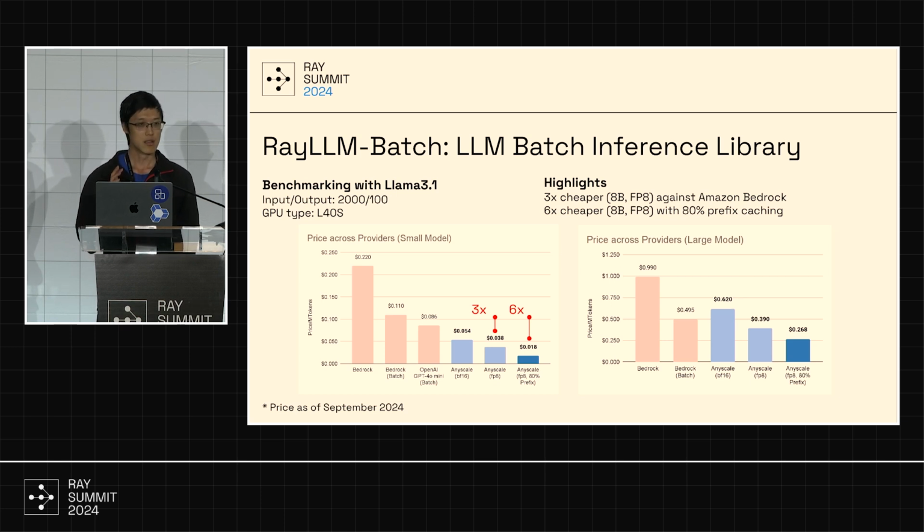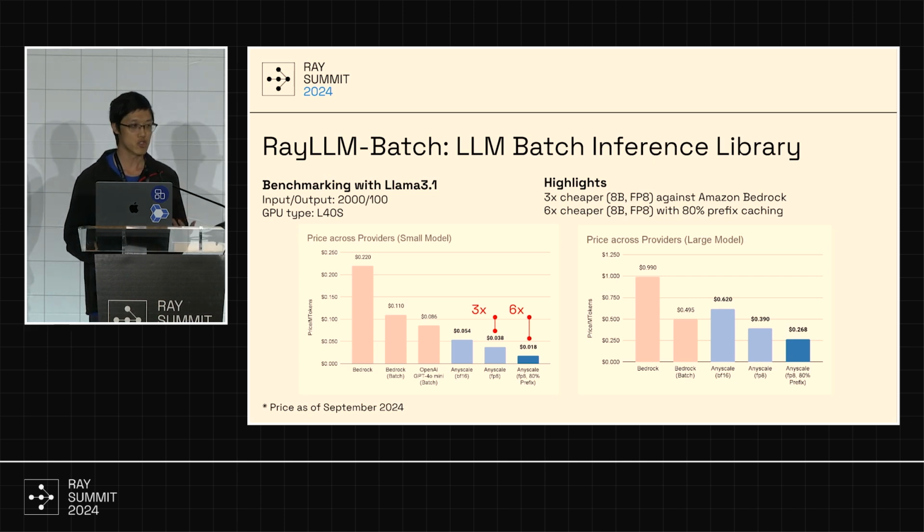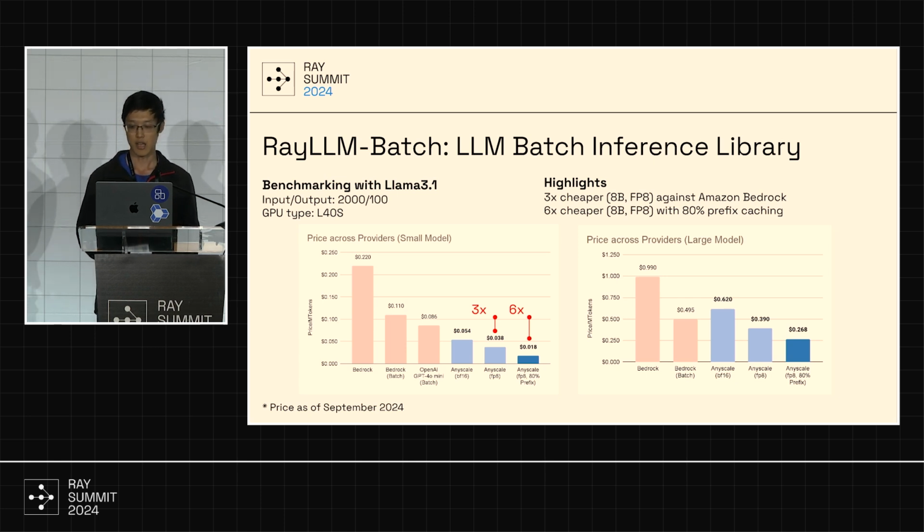And then, like Richard showed this morning, usually your prompt has a lot of prefix sharing. Suppose your prompt has a very long instruction that's shared across all the requests you have, and this is 80% of your total prompt length, then you can actually get another 2x cost saving. So you'll be at 6x compared to the Bedrock batching API. So there is a lot of potential for cost saving in batch inference, and it's really workload dependent. And RayLLM batch is offering a customizable solution for your particular use cases.